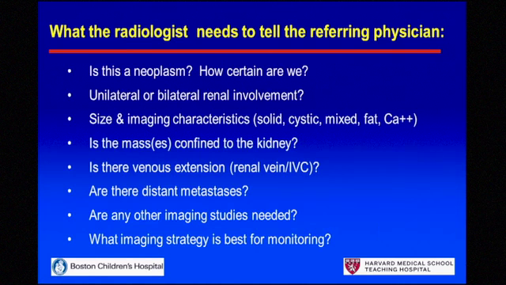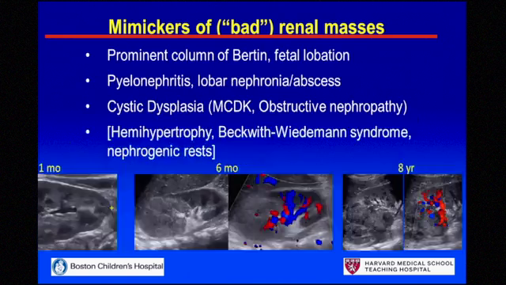So what does the radiologist need to know? Is this a neoplasm? How certain are we? Is it on one or both sides? We need to talk about the imaging characteristics. Is it solid, cystic, mixed, fatty, calcified? Is the mass confined to one kidney? Is there venous extension into the renal vein or IVC? Are there distant metastases? Are any other imaging studies needed? And what is the best imaging strategy for monitoring?